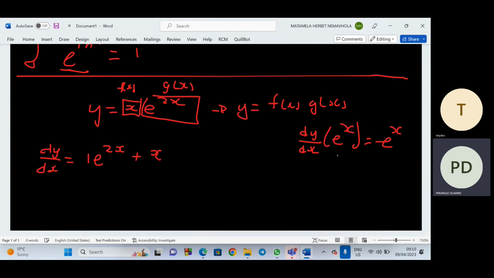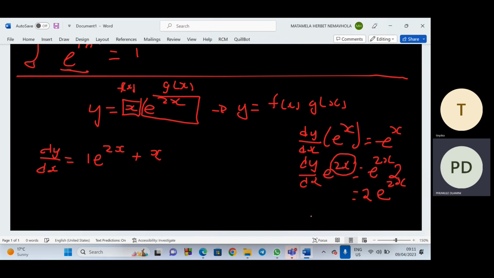But if we want to differentiate dy over dx of e to the power 2x, the first thing we do is write it as it is, e to the power 2x. Then we differentiate what is on top. The differentiation of 2x is 2, so when we write it properly, it is 2 e to the power 2x.